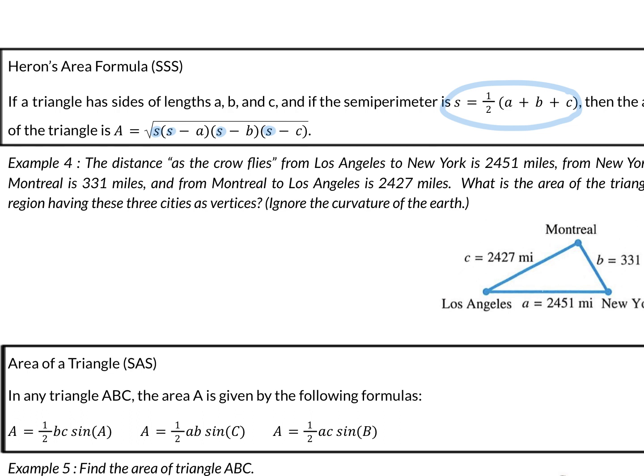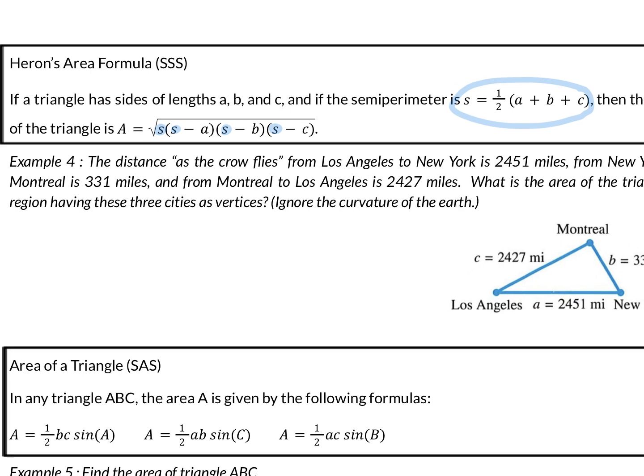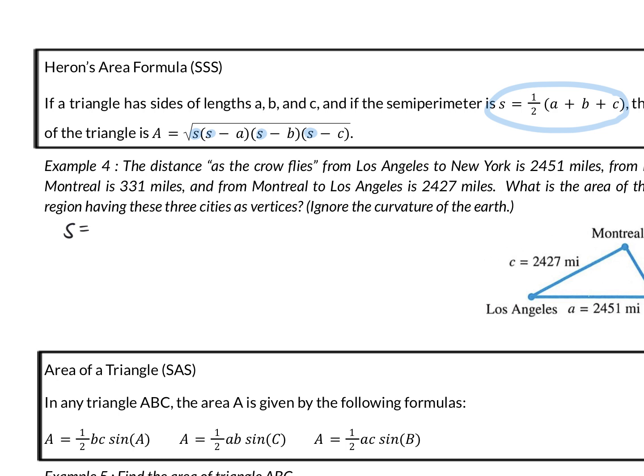So example 4, we're trying to find the distance between New York, Montreal, and Los Angeles. We're trying to find the area between all 3 of those things, okay? So we're going to start out by finding what the semi-perimeter is. So the semi-perimeter is 1/2 times all these things added together. So 2427 plus 2451 plus 331. And that should give you 2,604.5.